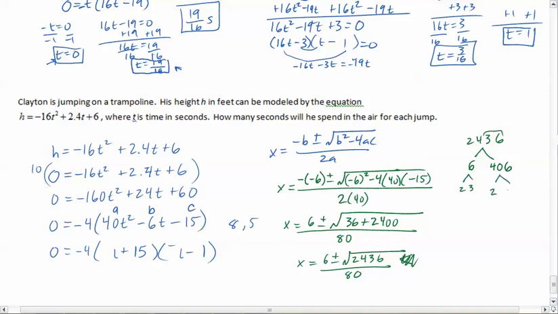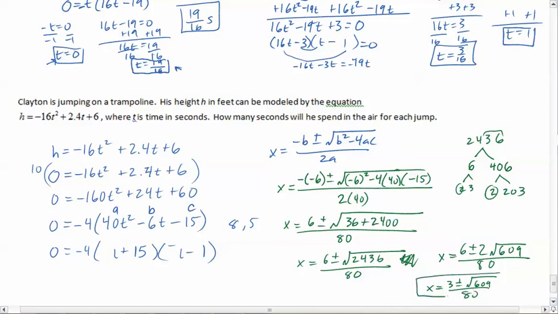406 is 2 times 203. 203, I don't really know how to factor that any further, so I'm going to leave it as it is, but I do see that I've got a 2 that I can factor out, and so I'm going to rewrite this as x equals 6 plus or minus. I pull out the 2 times 2, which is 4. Square root of 4 is 2. Square root of 3 times 203, which is 609, divided by 80. Reduce it. X equals 3 plus or minus the square root of 609 over 80.